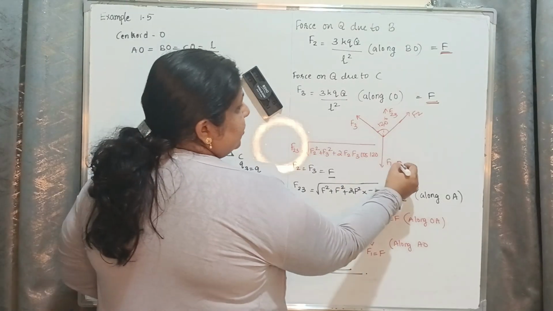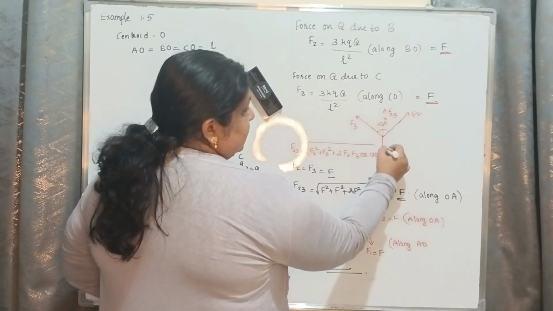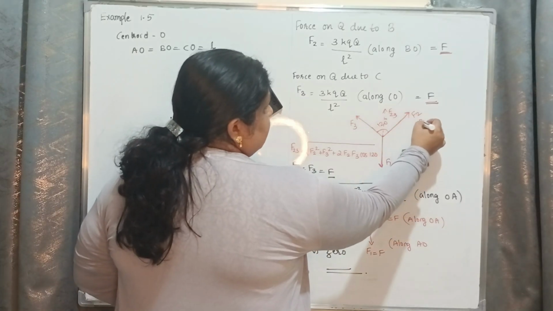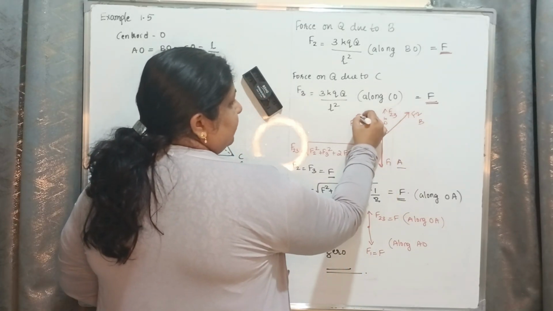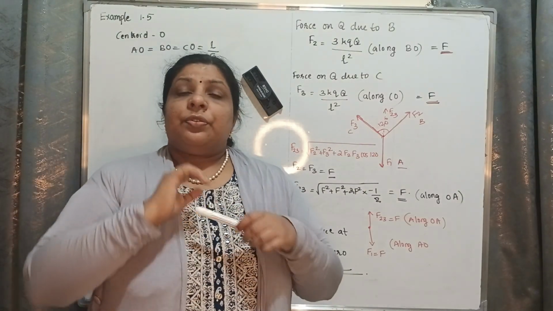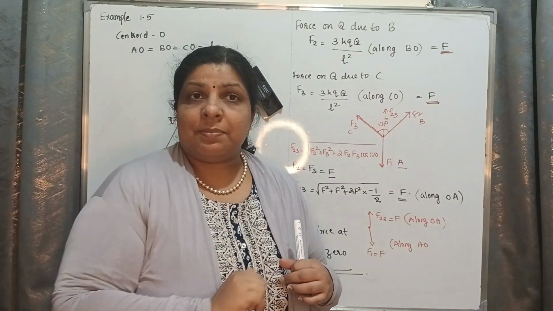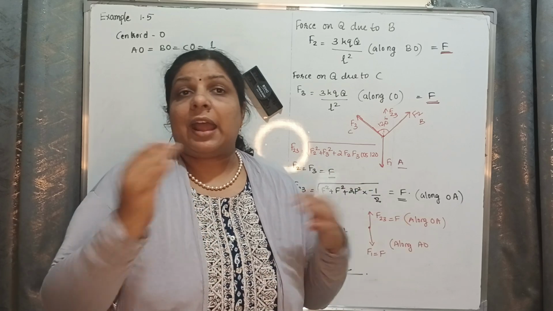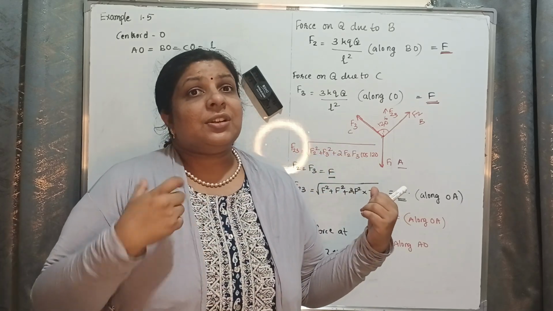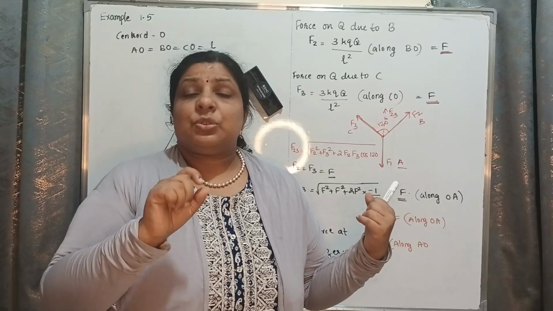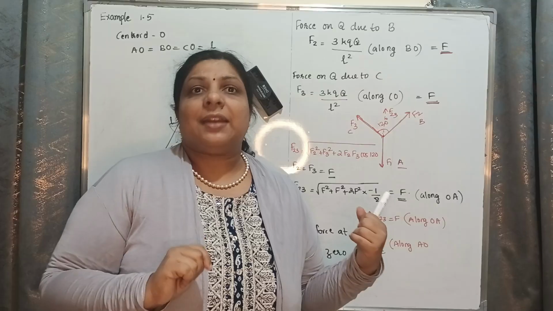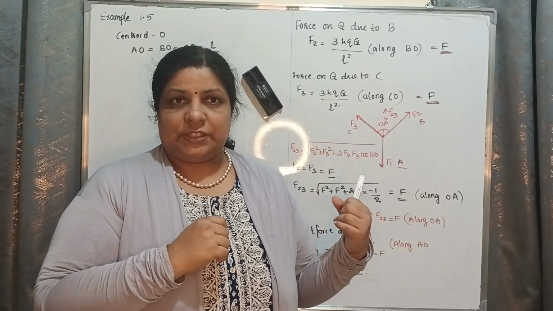We understood the force due to A. F1 is in this direction. Force due to B, F2, is in this direction, and force due to C, F3, is in this direction. Now, if the forces are acting on the same line, then we can either add or subtract. But here the forces are in three different directions, so it is difficult for us to add or subtract. So we will use the concept which we studied in grade 11, the resultant of forces.